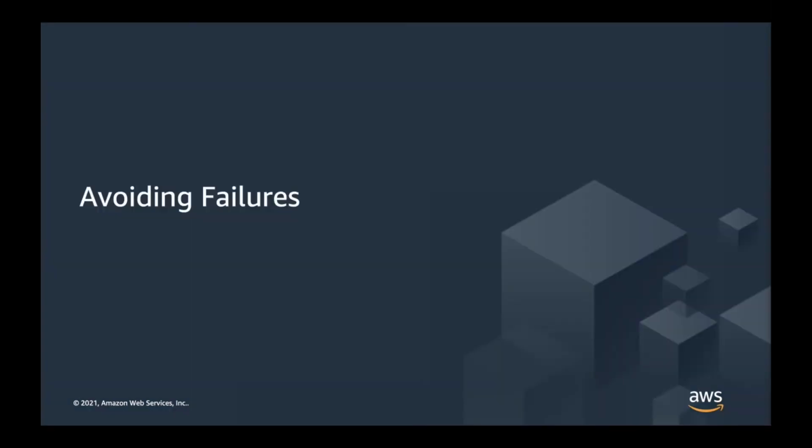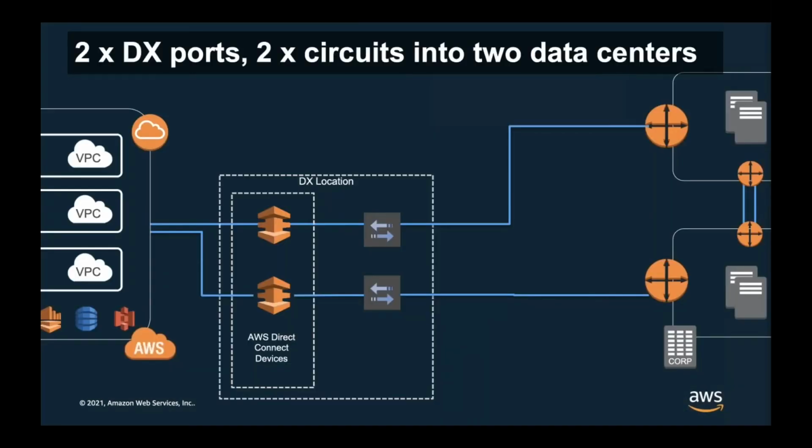Great, so how do we avoid failures? In the example I showed you, we only had one connection. In this next example, we're going to look at the same example, but with another connection, with different types of connectivity. So here's where we typically see an anti-pattern.